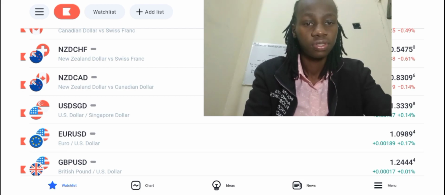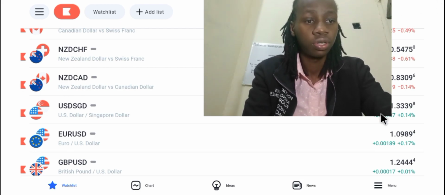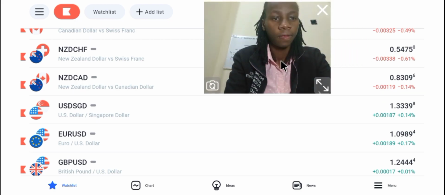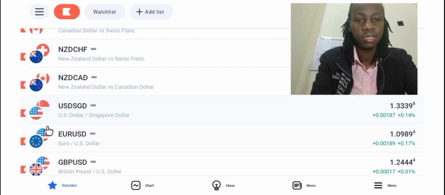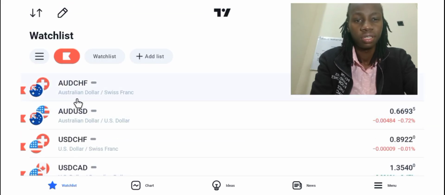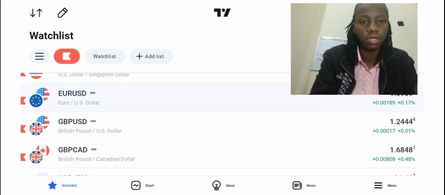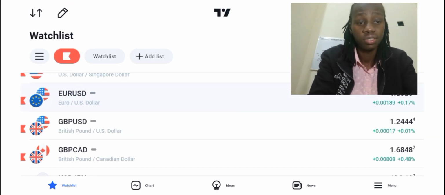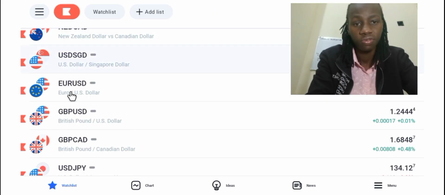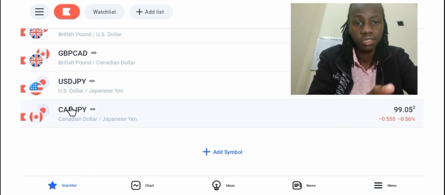So these are what we call currency pairs. As you can see here, I have various currency pairs over here. For me, all these are the currency pairs that I trade. I trade over 10 currency pairs, as you can see. These are the currency pairs that I'm always involved in. Any signals I send are on these currency pairs.